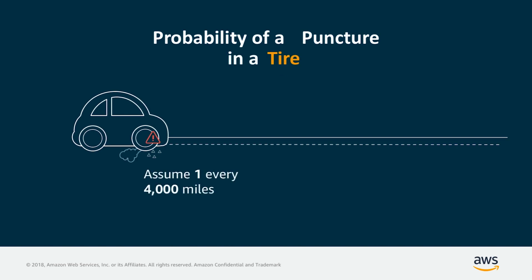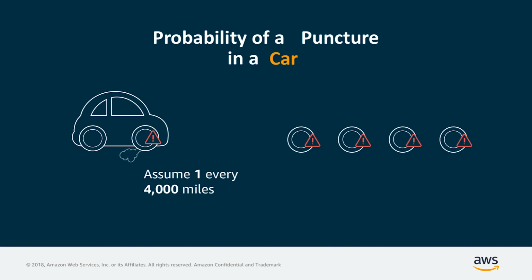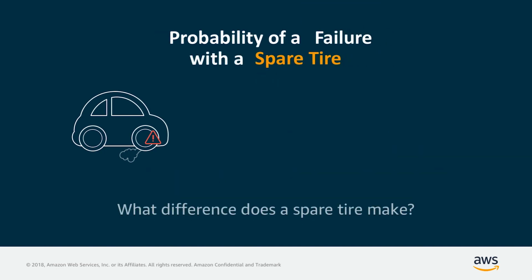So let's look at some probabilities and try to understand how these things combine. Look at the probability of getting a puncture in a tire, and I'm just going to make up some numbers and assume that every 4,000 miles, on average, you get a puncture. When you look at the whole car, there are 4 tires, and if you assume that they independently have a chance of getting a puncture, that means they're 4 times more likely to get a puncture. So this is one of the characteristics of complex systems or large systems: when you have lots of components, they're going to fail more often, assuming they're independent.